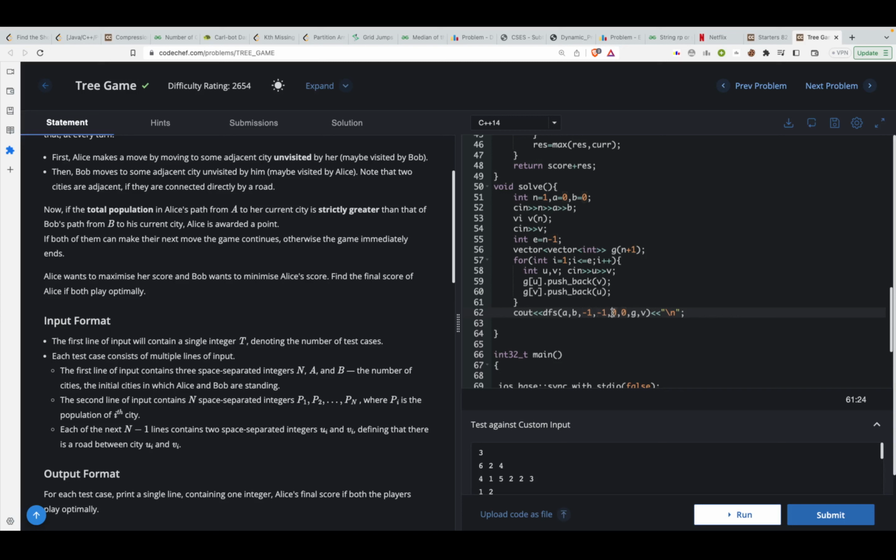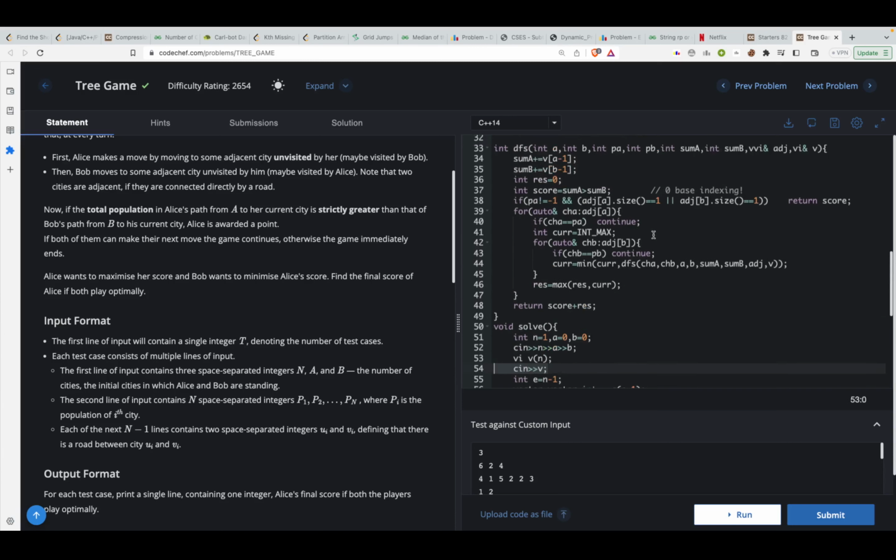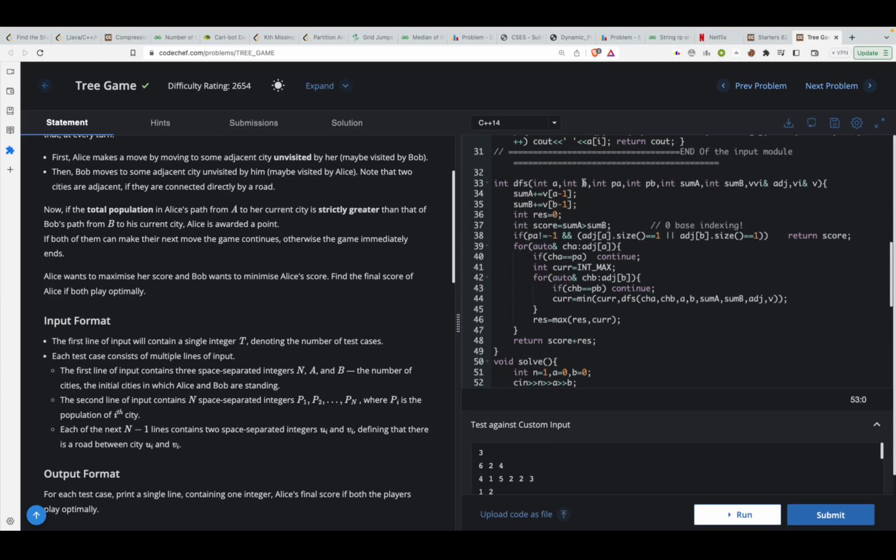Also the sum of A, or the score of Alice and the score of Bob. Along with that, I'm providing the graph and the vector wherein the population of each city is stored. After that, I'll say that okay, now Alice is at city A and Bob is at city B. So let's provide them with the population count of that city. But since we are using zero-based indexing, I'll be doing a -1. Okay. Cool. After that, let's set my result to 0.